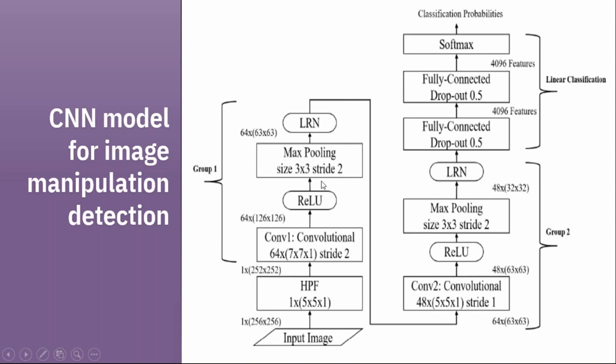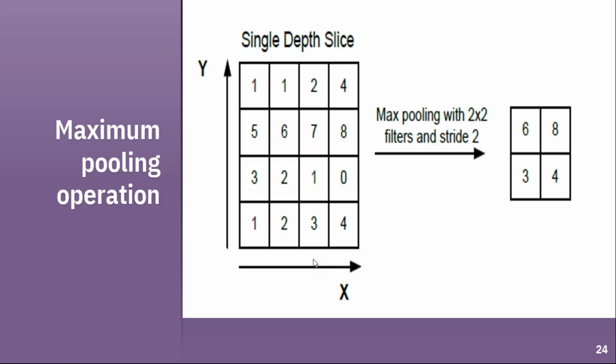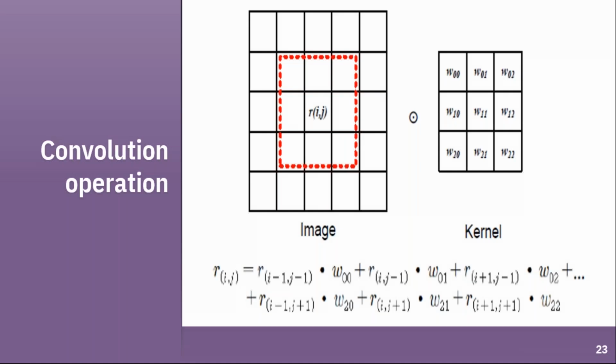Then we apply different convolutional layers. In the process of passing through the high pass filter, a one-channel image of 256 cross 256 is converted into 252 cross 252. The neuron values of 252 cross 252 pass through a 7 cross 7 kernel of the convolutional one layer. This is the convolutional one layer, passing through the kernel of 7 cross 7.